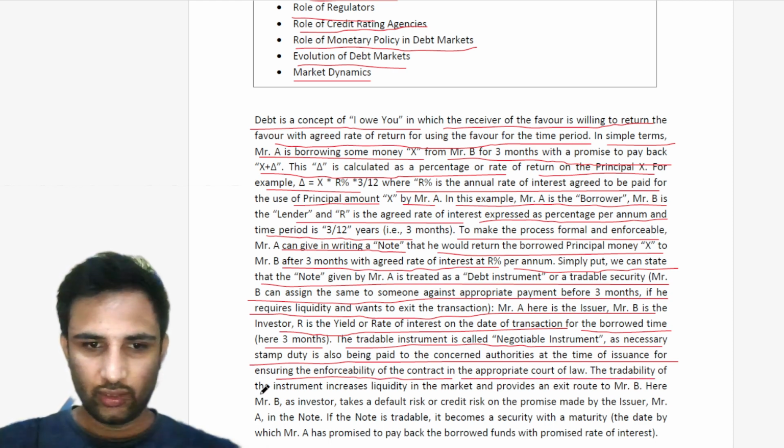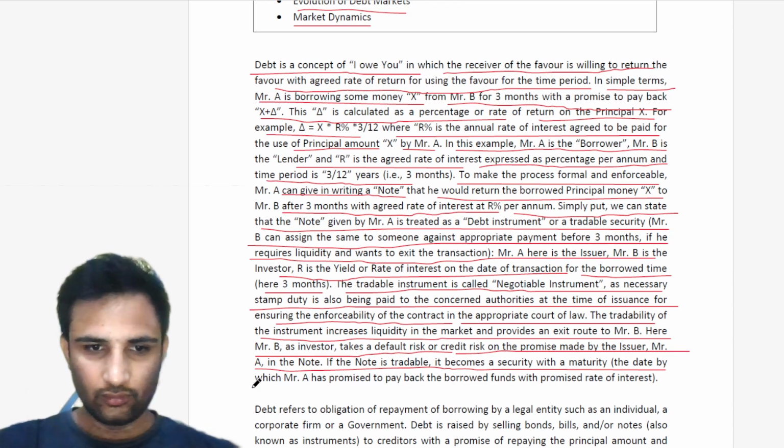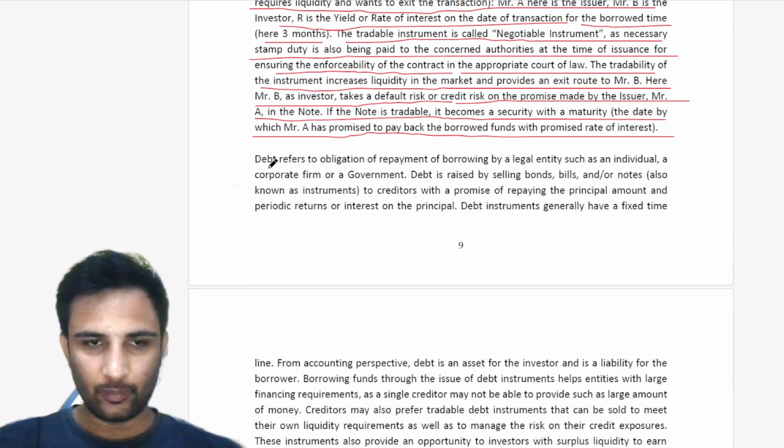The tradability of the instrument increases liquidity in the market and provides an exit route to Mr. B. Here, Mr. B, as investor, takes a default risk or credit risk on the promise made by the issuer. If the note is tradable, it becomes a security with the maturity, the date by which Mr. A has promised to pay back the borrowed funds with promised rate of interest.